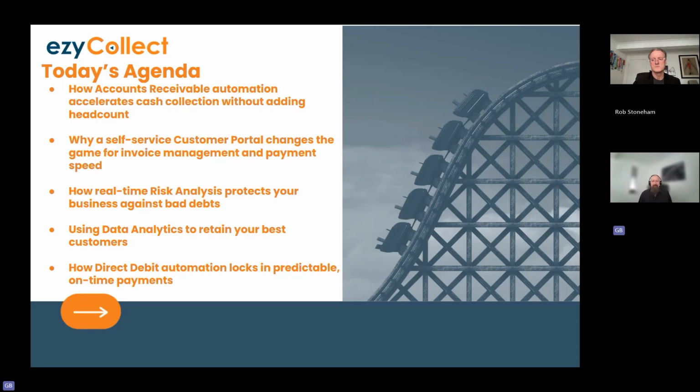And then the real game changer in payments is how we can use direct debits for existing customers, but also for new customers to make sure that you are always paid on time going forward.